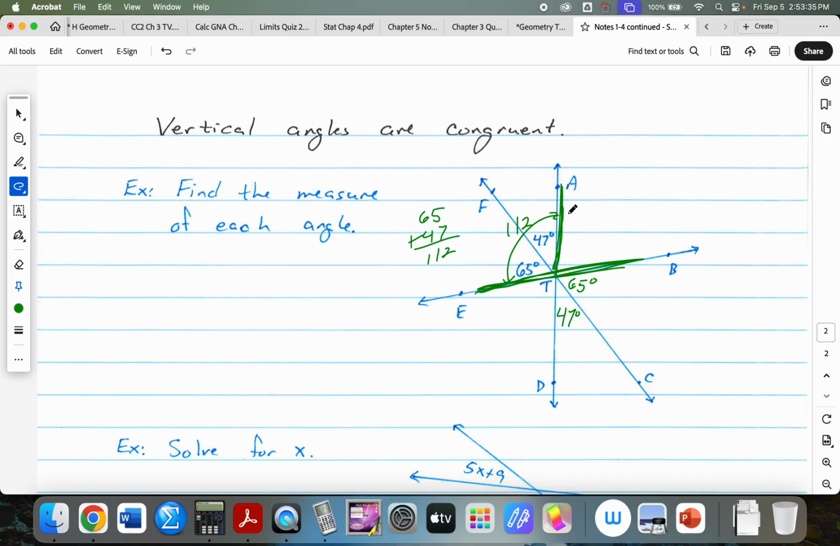And that angle is in a linear pair with ATB, so they must be supplementary. So this is 68 degrees. So does that mean the other one, which one would it be? ETD? ETD is 68? Exactly right. Vertical angles are always going to be exactly the same size.